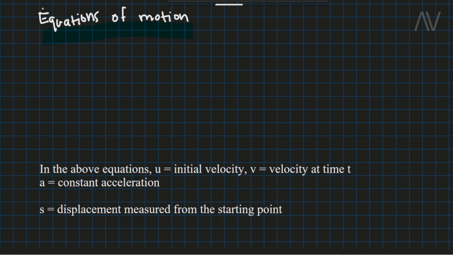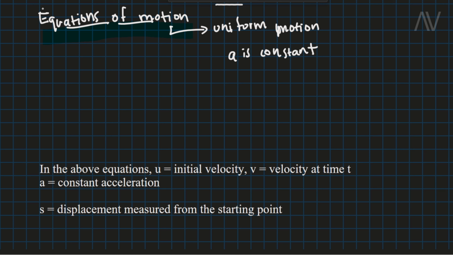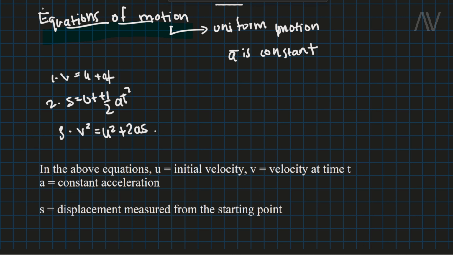So in this lecture we are going to discuss the equations of motion. Equations of motion are based upon uniform motion where the acceleration is constant. There are basically three equations of motion. v = u + at, s = ut + ½at², and the third equation is v² = u² + 2as.